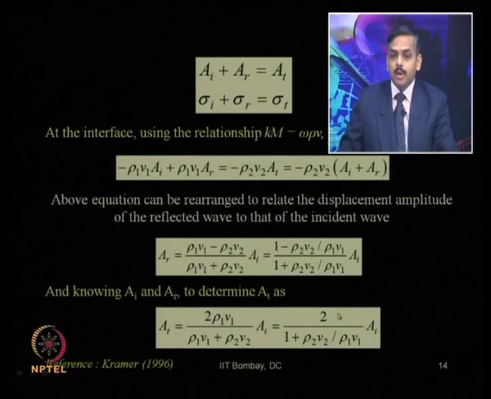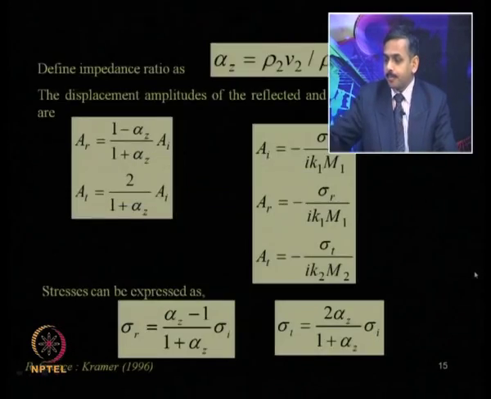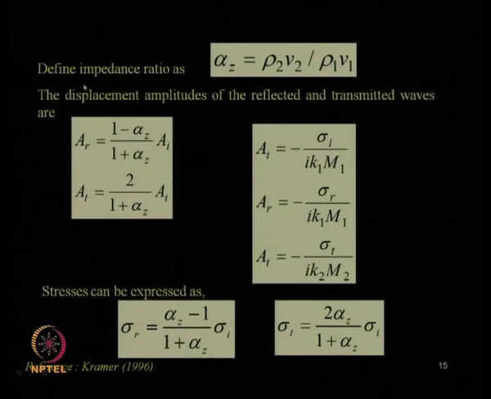Now, let us look at this parameter very carefully, this rho times v, that is density times the velocity. What is that? In the previous lecture we discussed that it is the specific impedance. This is the specific impedance of material 2 and this is the specific impedance of material 1. That ratio is called the impedance ratio.